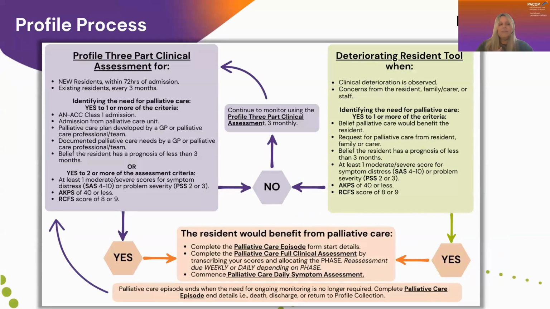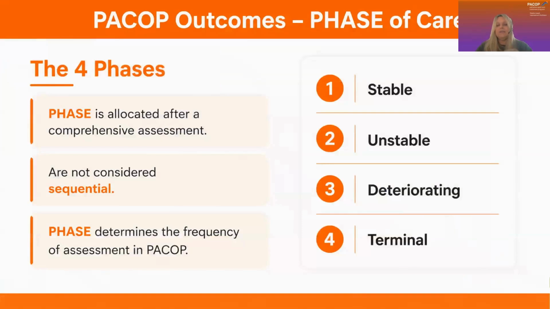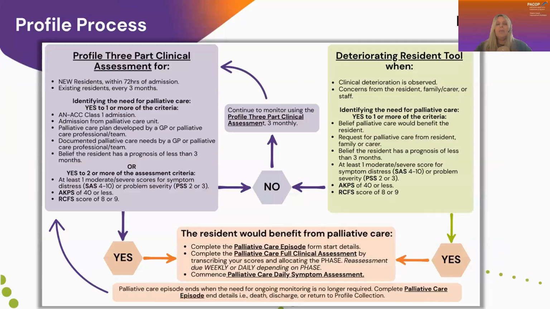Right, now this is just to round out this process. Of course, we've talked about the profile assessment that gets done on admission and then every 3 months. The beautiful deteriorating resident tool, which we love, should be done as often as you like. It's a perfect, great tool to pick up what needs to be picked up, reassuring for nurses. Evidence of care, great for communication. So that's the deteriorating resident tool.